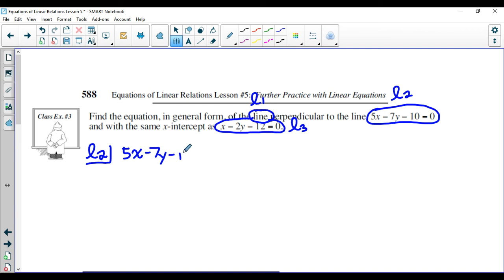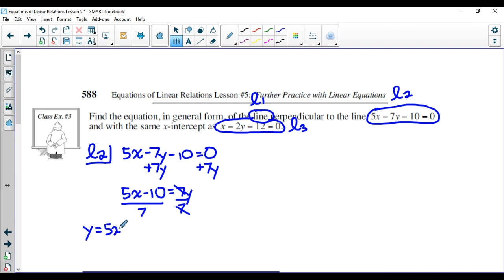So line 2 has an equation of 5x minus 7y minus 10 is equal to 0. I want to get into the form y equals mx plus b. So let's get the y positive, and I can do that by moving it to the other side. So I'll add 7y, and then I would have 5x minus 10 equals 7y. And then we're going to divide both sides of the equation by 7. Divide by 7. Okay, the 7s will cancel off here. And let's just rearrange it so we can put the y on the left-hand side.